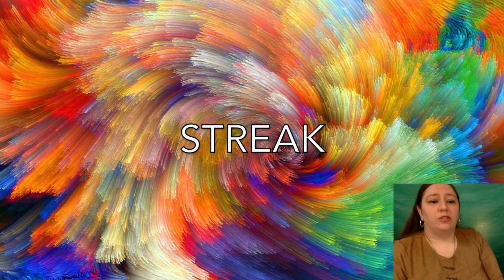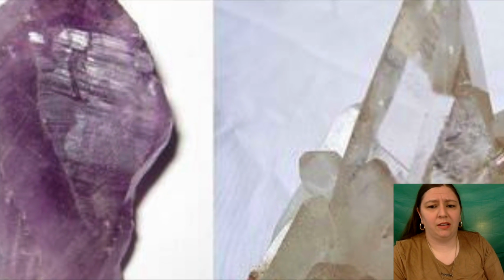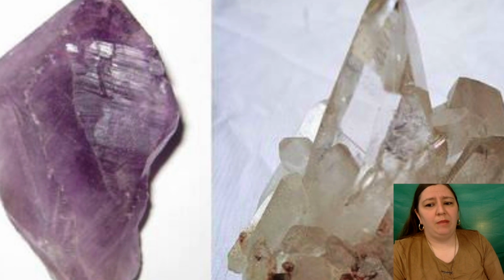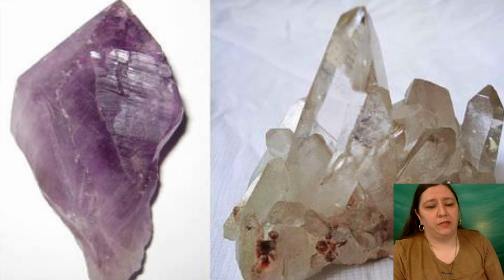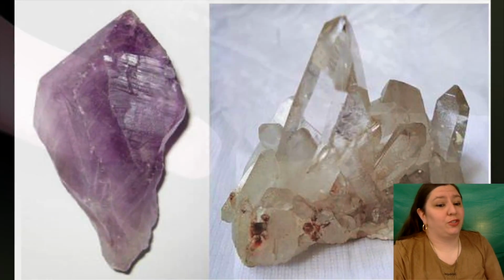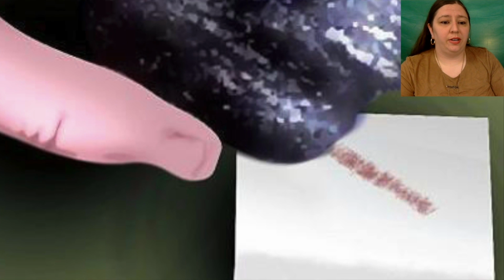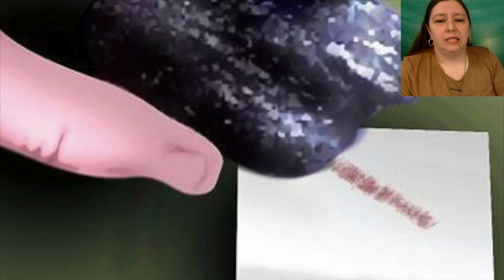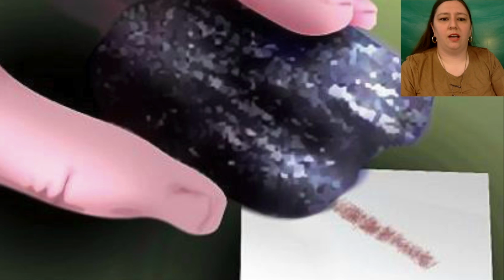Streak. Streak is the color of the mineral's powder, which is often not the same color as the mineral itself. Many minerals, such as quartz in this figure, do not have streak. Hematite is another example of a mineral that displays a certain color in a hand sample, typically a black to steel gray or sometimes even reddish, and a different streak color, tends to be red or brown. The streak of hematite across unglazed porcelain plate is reddish brown.